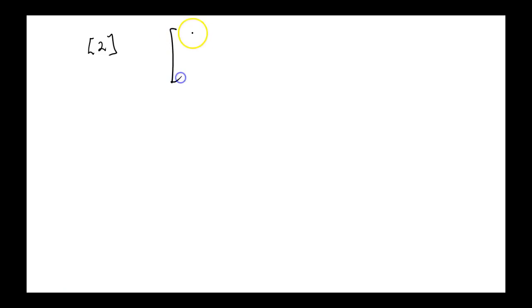How about this one? 0, 0, 0, 0. That's a 2 by 2 matrix. Now it has another special name. That's also called the zero 2 by 2 matrix, because every element in there is zero. Again, not a very interesting matrix, but it is a square matrix, 2 by 2.